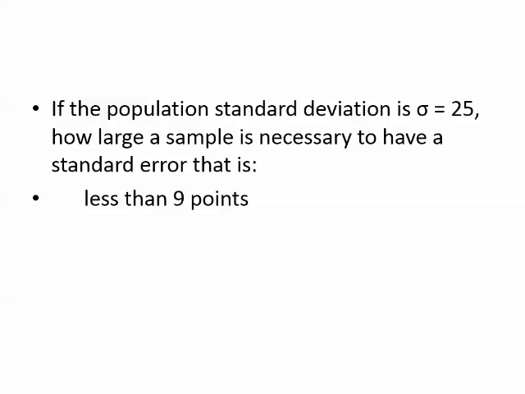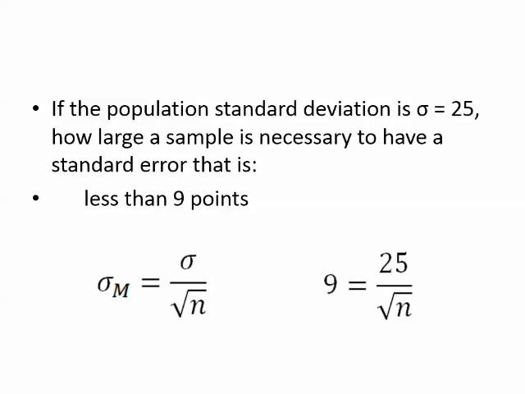If the population has a standard deviation of 25, how large of a sample is necessary to have a standard error that is less than 9 points? Now, that's an important question. So let's take a look at our formula. We know what standard error we would like to have. We know what our standard deviation is for our population. We just don't know what sample size we need to get that standard error. So it's very simple. Here's our information. This is what we have. Now we just need to solve for n.